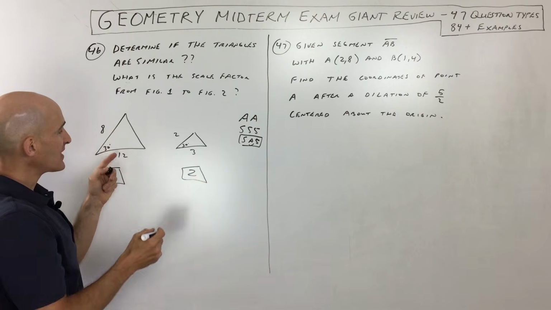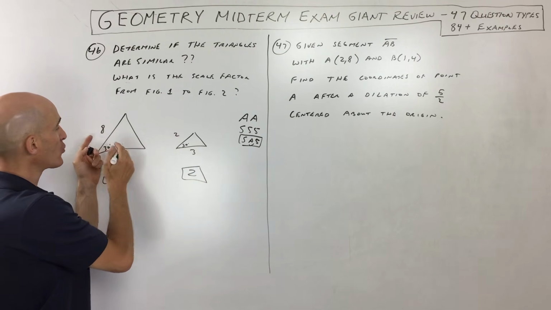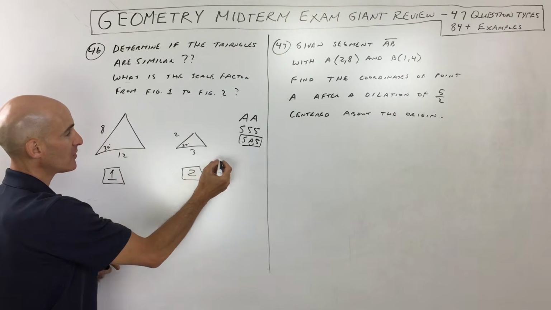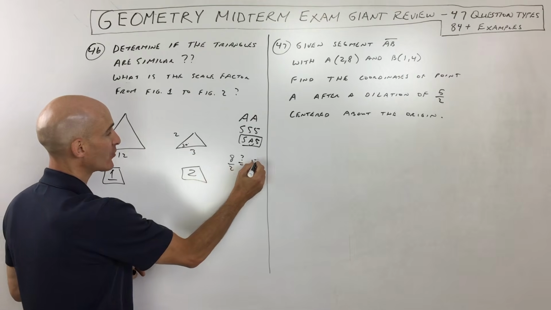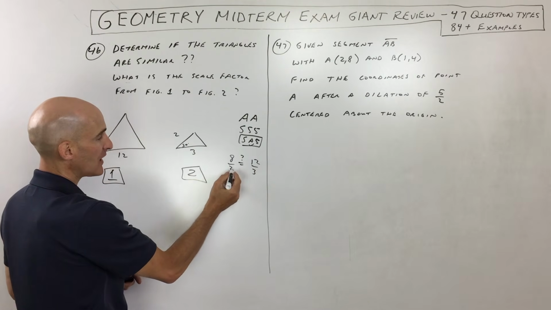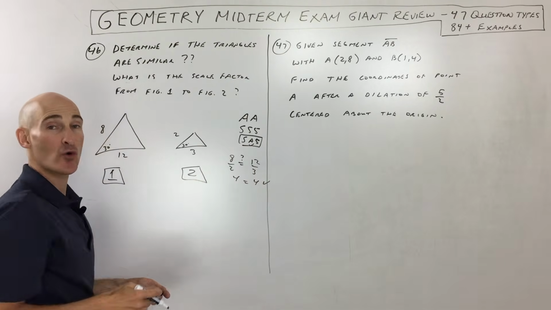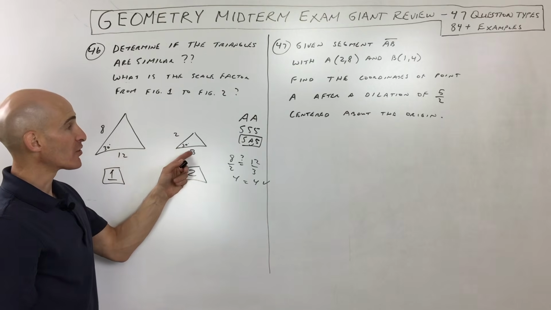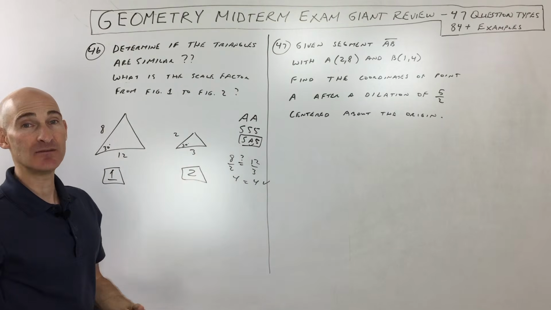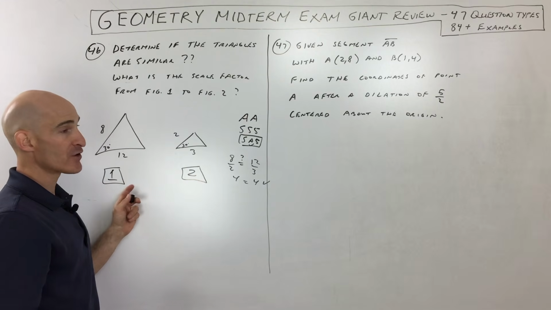Let's compare the corresponding sides. Now I want to compare the longer one to the longer one, the shorter one to the shorter one. So 8 is to 2, okay, 8 is to 2, question mark, as 12 is to 3. So are those the same? Well, 8 divided by 2 is 4, 12 divided by 3 is 4. Yes, that's true. So the corresponding sides are proportional, and these triangles are similar by the side angle side similarity theorem, okay? But now it's asking us, what's the scale factor from figure 1 to figure 2?